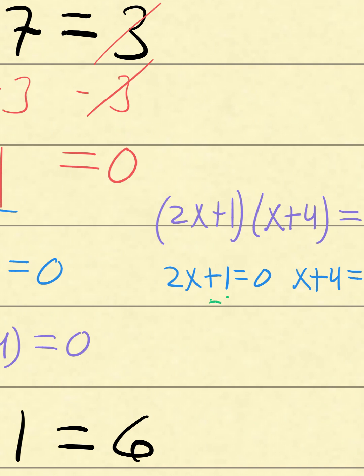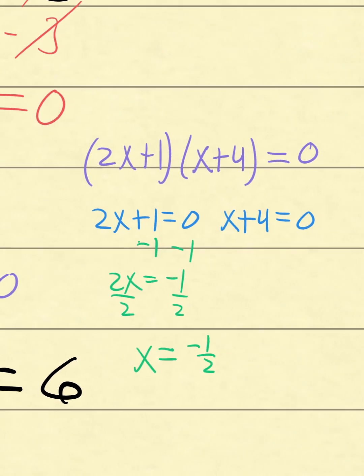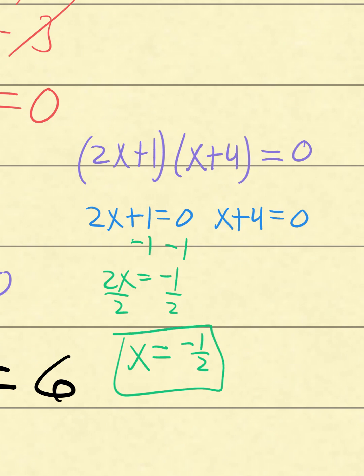So for this one, we want to subtract 1 on both sides. We get 2x equals negative 1. Divide both sides by 2. We get x equals negative 1/2 as one of our answers. And then for our other answer, we subtract 4 on both sides. So you get x equals negative 4.